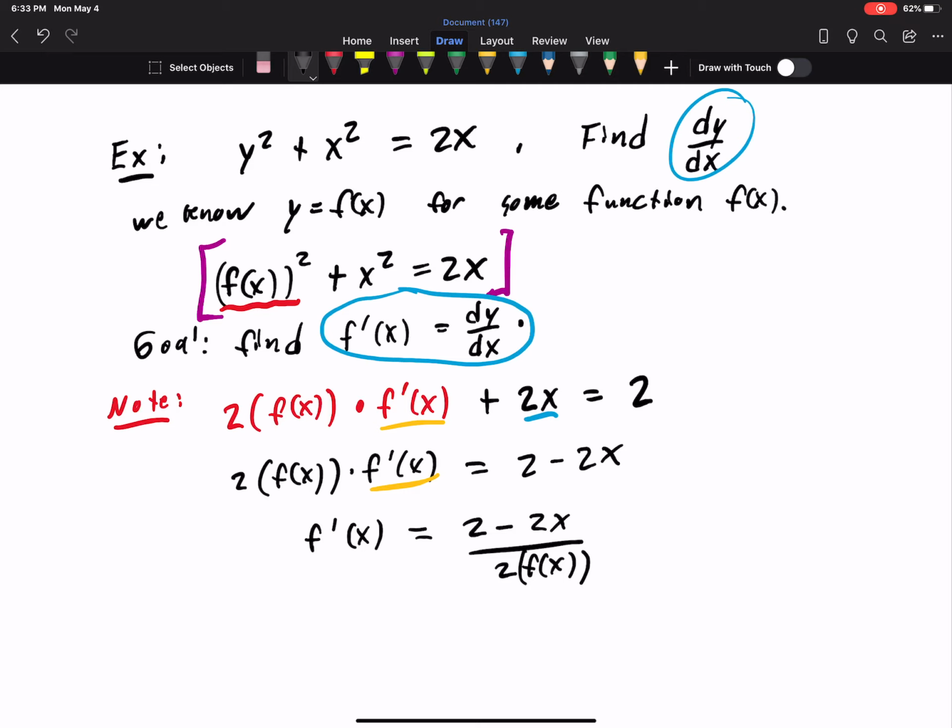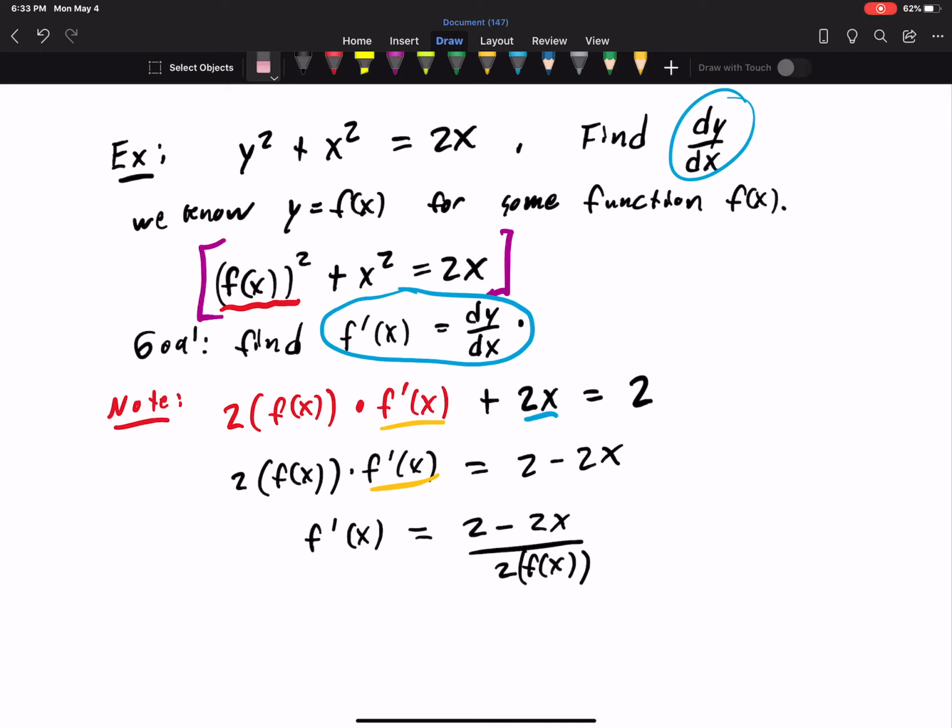So even though I don't have a function f of x given to me, I can still find the derivative of this function. It's like, suppose I were given a function f of x that satisfies this equation, then the derivative is going to be equal to this thing.